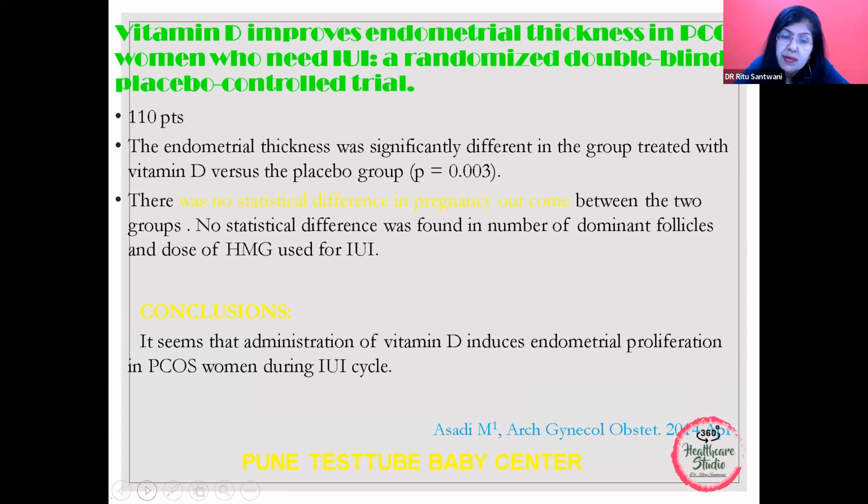This study has been presented regarding the use of vitamin D. So of course we can give vitamin D. The study was done on 110 patients. They compared a vitamin D group versus a placebo group. Studies have shown that administration of vitamin D induces endometrial proliferation in PCOS patients during the IUI cycle.